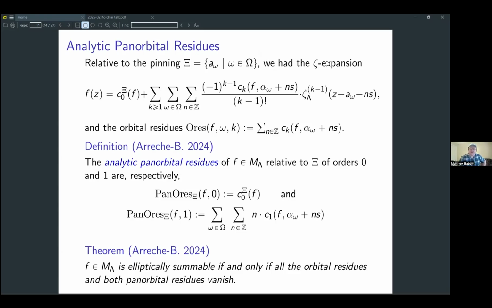Given these pan-orbital residues, that actually completes the obstruction for elliptic summability. An elliptic function is summable if and only if all the orbital residues and both pan-orbital residues vanish.